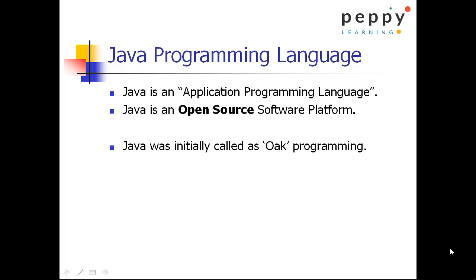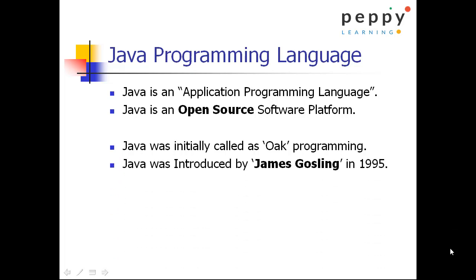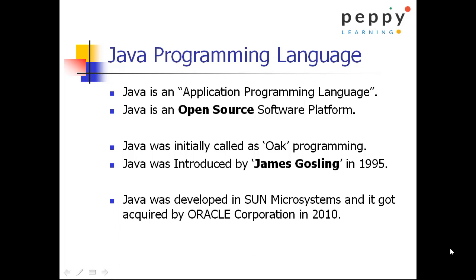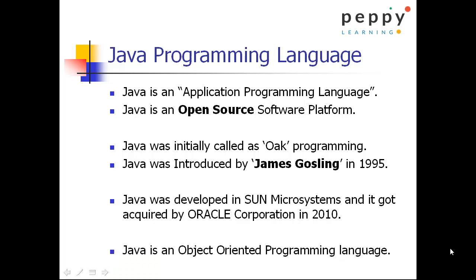Java was initially called Oak programming. Java was introduced by James Gosling in 1995. He is called the father of Java. Java was developed in Sun Microsystems and it got acquired by Oracle Corporation in 2010. Java is an object-oriented programming language.